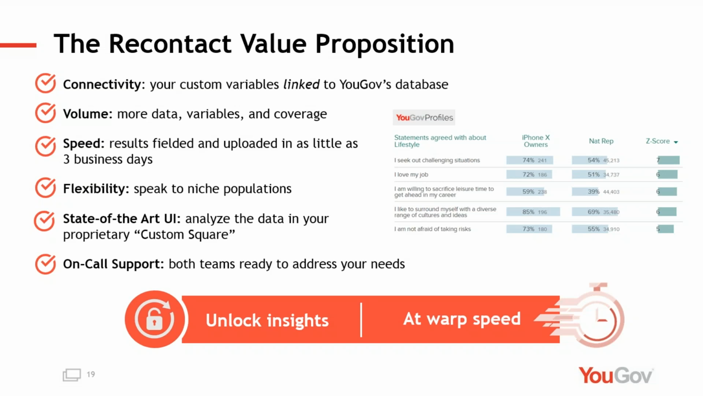Being able to field, upload results, get immediate answers to your questions. Flexibility, we can speak to really niche populations. Dog owners in Wisconsin, purchasers of your brand, responding to an iPhone. State-of-the-art UI. So when you're fielding custom results, this gives you transparency into the data. It allows you to work with it in greater detail, allows you to get on the phone with your client services representative over a screen share, start analyzing this data immediately and connecting it to everything else that we know about these particular respondents.